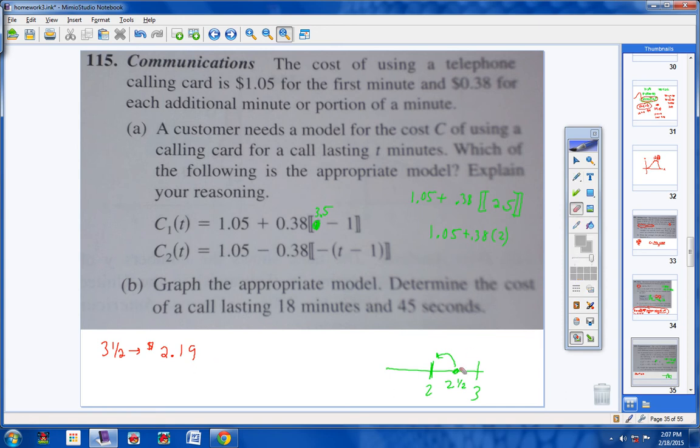Now, to be safe though, let's check in the next problem too. So, right here where the t is, I'm going to put 3.5. That's how long I talked for, okay? So here we go. I'm going to put $1.05 minus 0.38, then your greatest integer symbol. And then inside there we have a negative sign, right here. And then 3.5 minus 1 is 2.5, so negative and then 2.5. Got it? Now watch this.